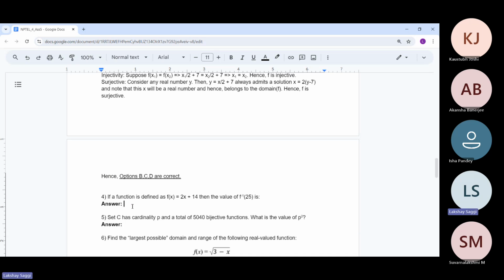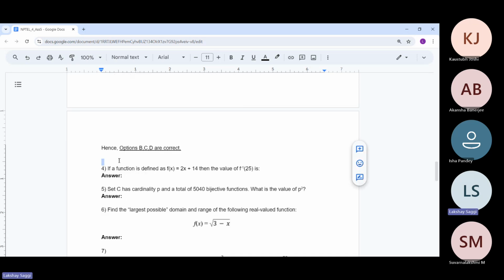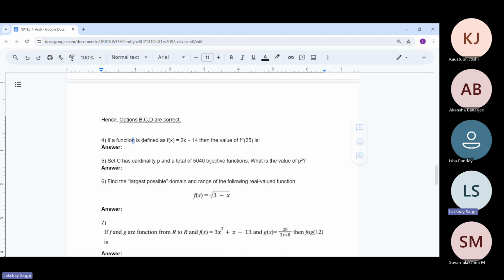So now we go to the fourth question. The fourth question says that if a function is defined as f of x equal to 2x plus 14, then the value of f inverse 25 is. So we are given the function as f of x equal to 2x plus 14, and now we have to find the value f inverse 25. And what does inverse actually mean? This has also been covered in the lectures, but basically we need to find an x such that f of x is actually equal to 25.